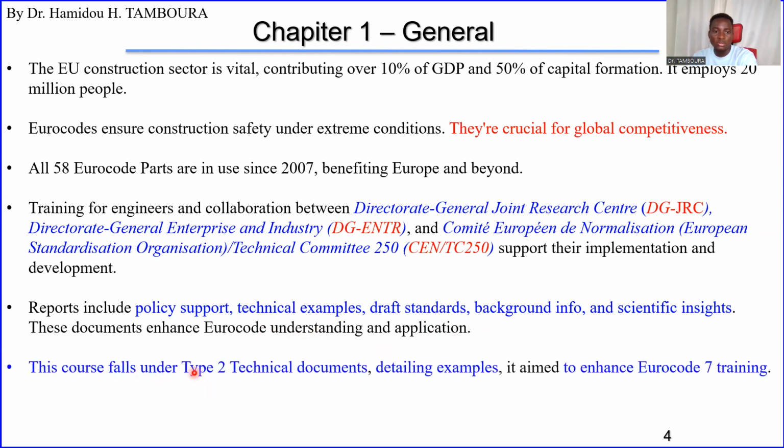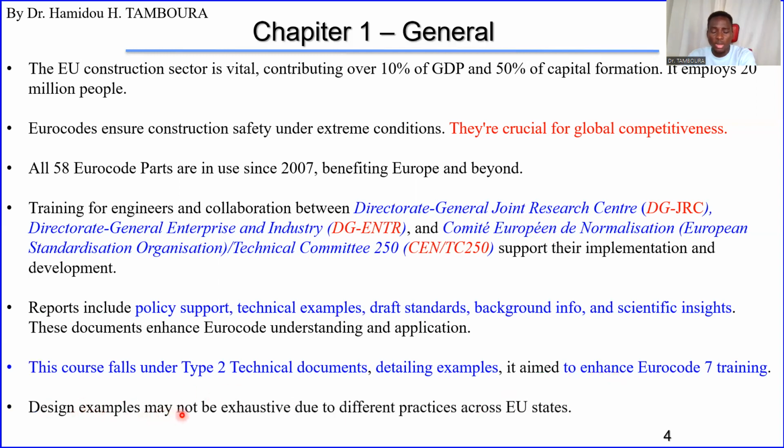So this course, this program is standing as this number 2 technical example document. Okay, so in this program, I will try to give you detailed example like applications. Okay, and hopefully it will help you to understand the Eurocode 7.